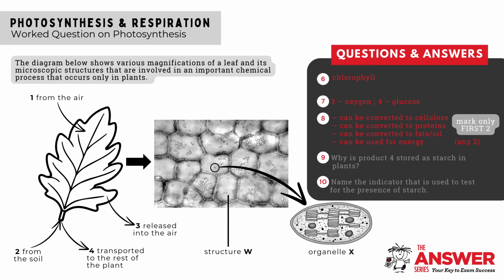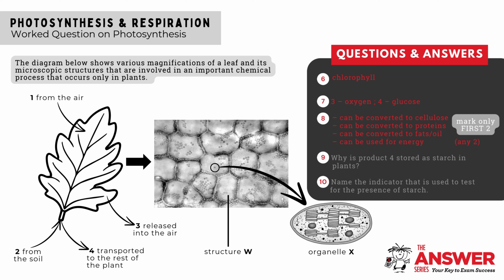It can be converted into other substances, like, for example, cellulose, proteins, or fats and oils. It can also be used as energy immediately. Because the question says only name 2 other things in the plant, you only need to mention briefly what happens instead of explaining what these things are for. So you don't need to elaborate on how cellulose is used for strength and support.